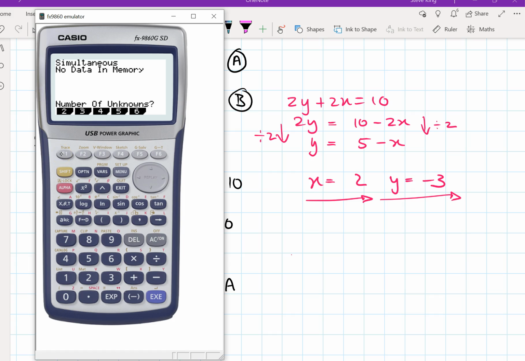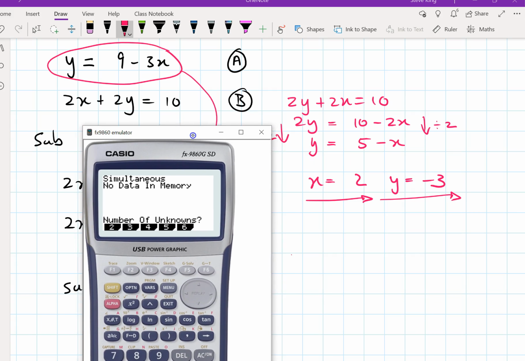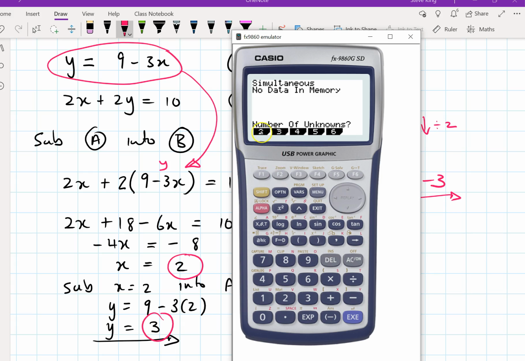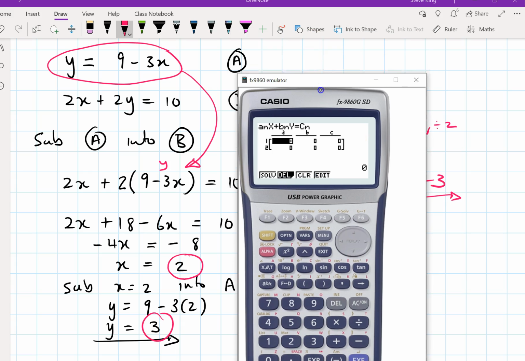And they tell you there's no data in the memory. That's fine. They just want to know the number of unknowns. Now, at the moment, this equation has two unknowns. The two unknowns are over there, x and y. So we're going to work with two unknowns. So press F1. And you'll see up at the top over here, they've written the equation in a particular form. They've got something x plus something y is equal to some number, C of n. And we need to get both of our equations in that format before we can do anything on the calculator.